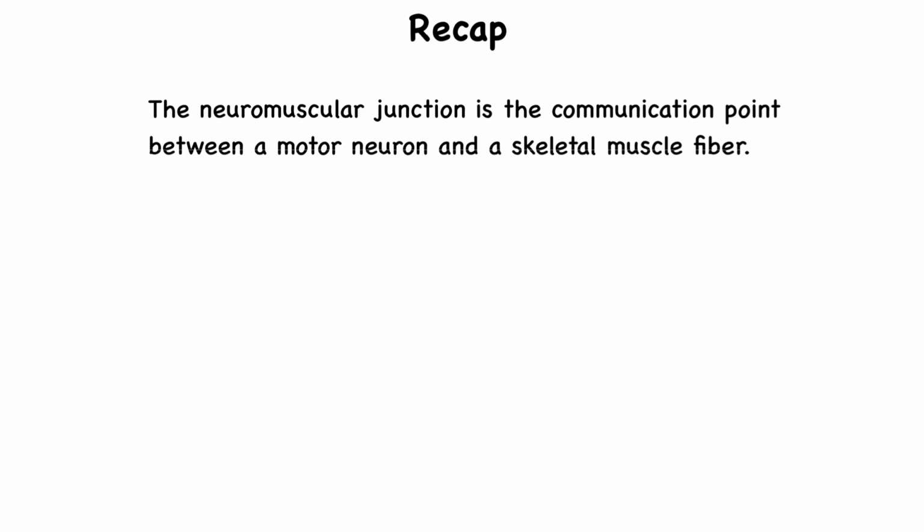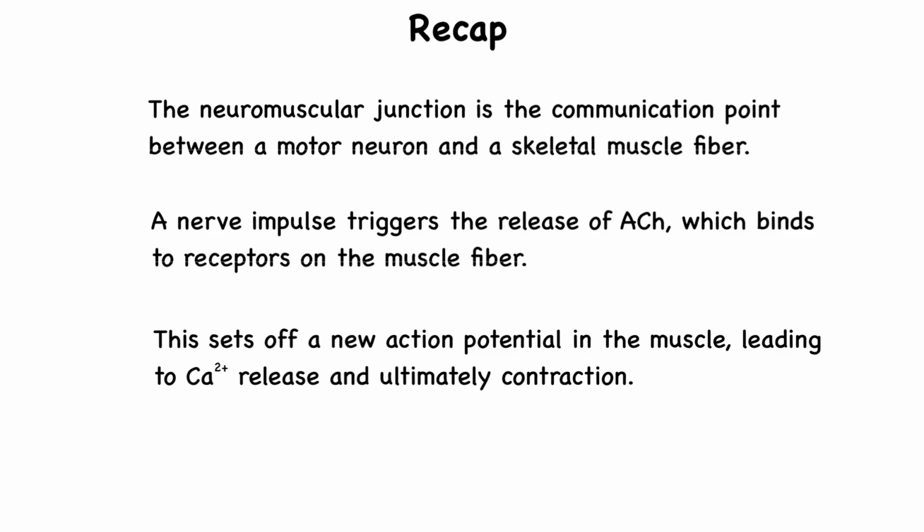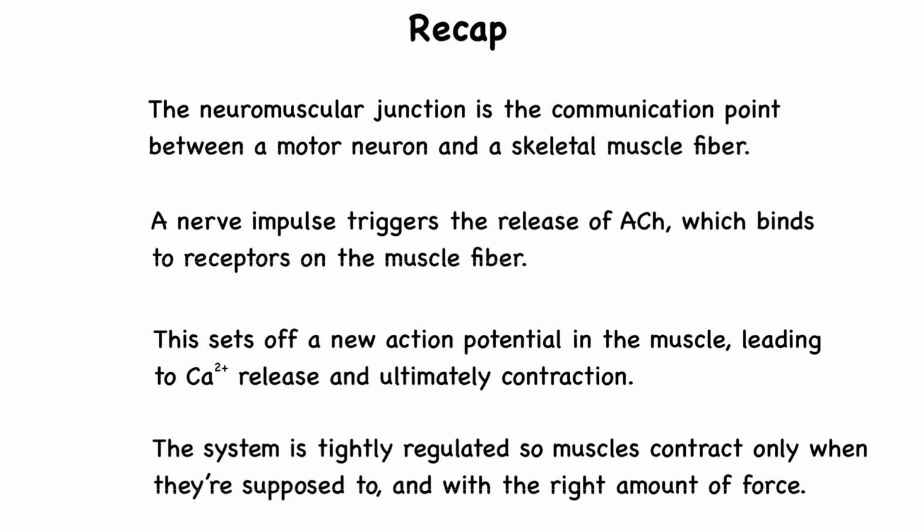So to summarize, the neuromuscular junction is the communication point between a motor neuron and a skeletal muscle fiber. A nerve impulse triggers the release of acetylcholine, which binds to receptors on the muscle fiber. This sets off a new action potential in the muscle, leading to calcium release and ultimately contraction. This system is tightly regulated so muscles contract only when they're supposed to and with the right amount of force. The neuromuscular junction is the critical bridge between thought and movement. Without it, the sliding filament mechanism could never even begin.